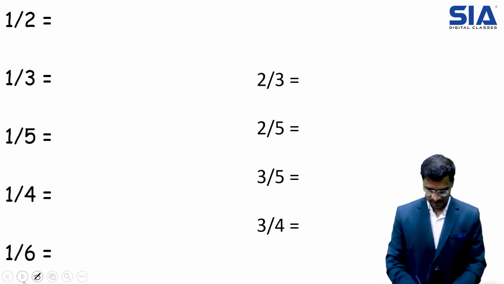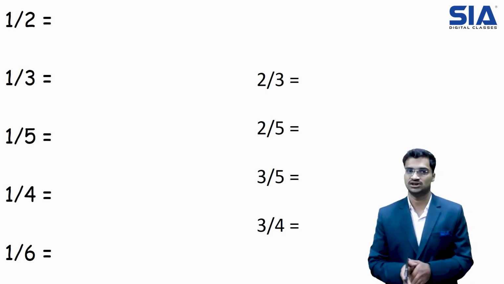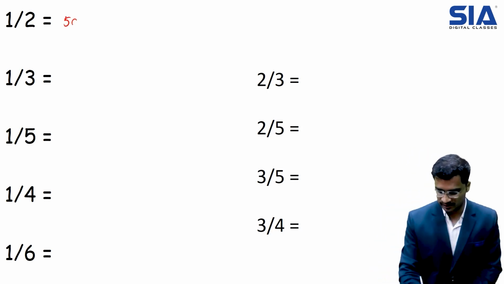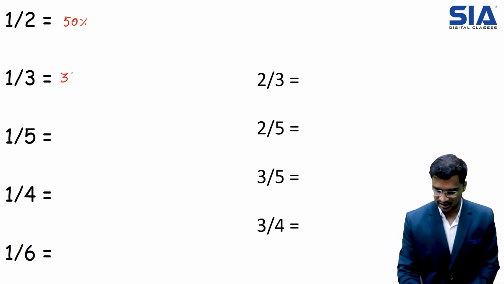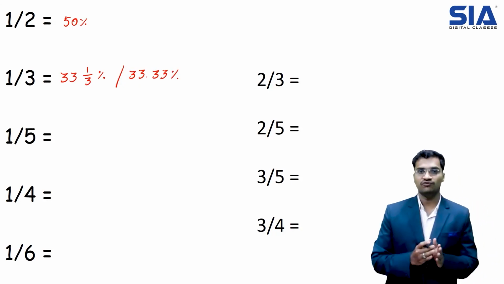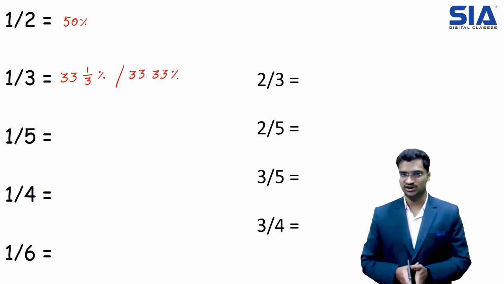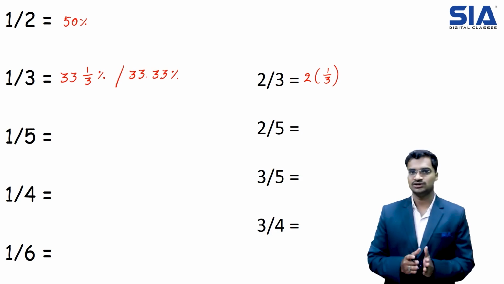In the same way, let us solve some fractions. Now we are going from fraction to percentage. 1 by 2 is 50 percentage. We have already solved 1 by 3. 1 by 3 is 33 1 by 3 percentage, or 33.33 percentage. So if 1 by 3 is 33 1 by 3 percentage, then can I write 2 by 3 as 2 into 1 by 3? Yes, I can write it as 2 into 1 by 3.